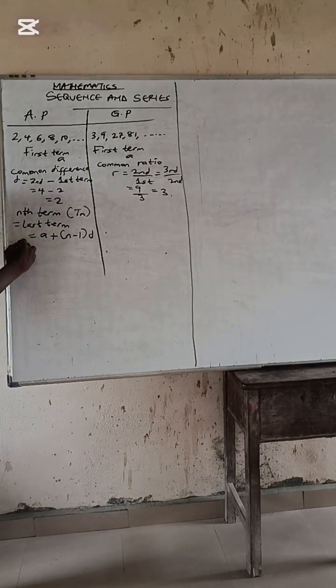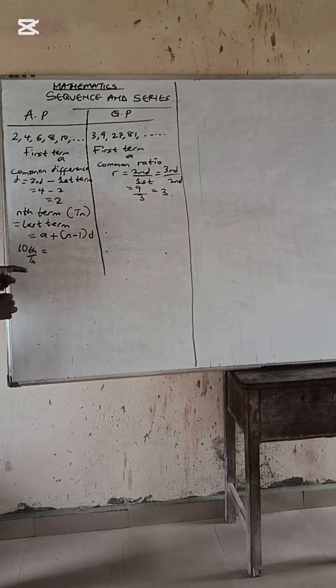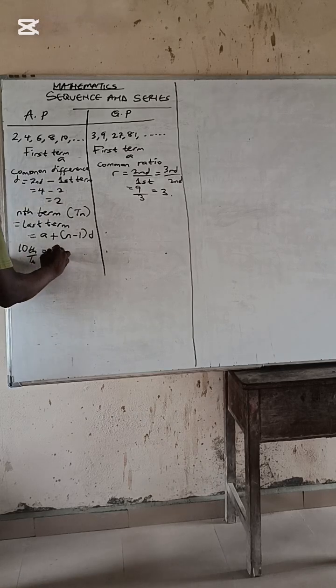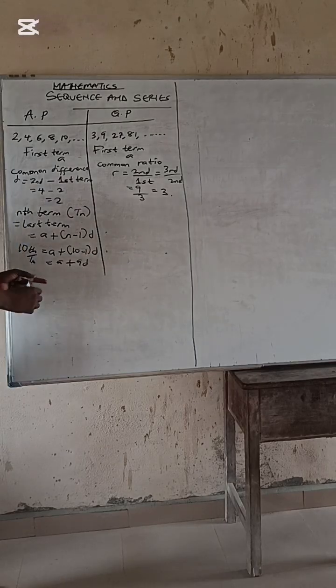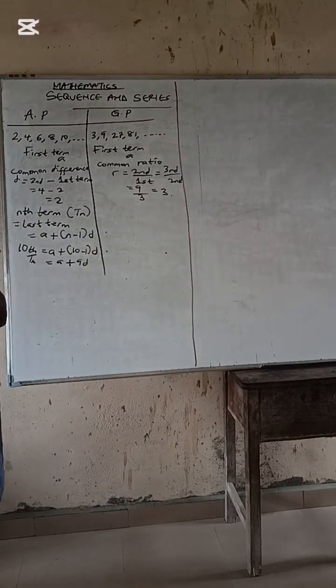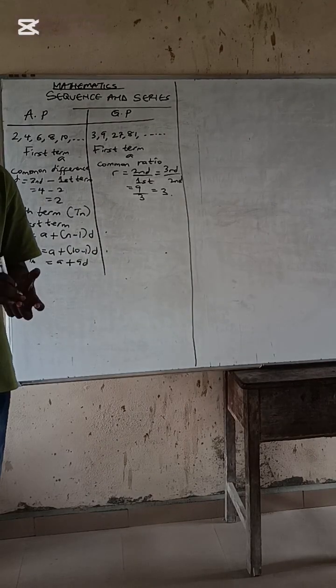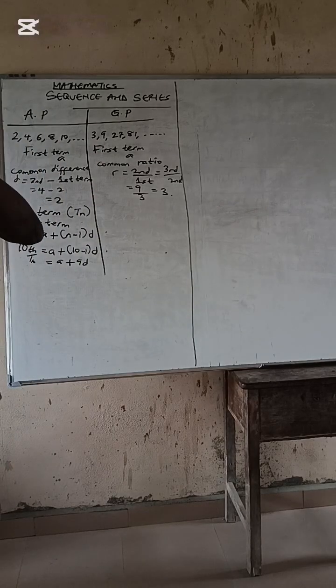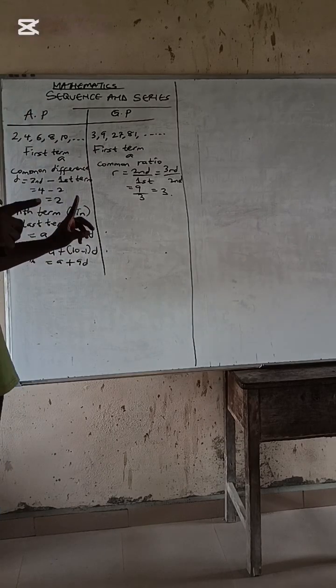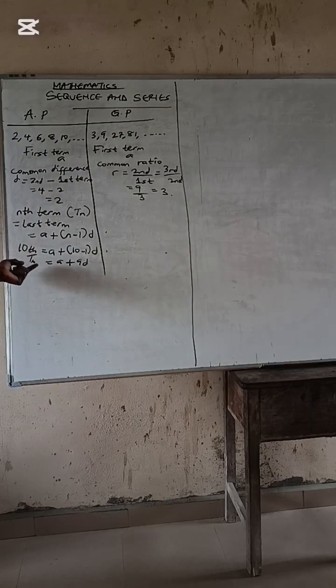Which means if I'm to ask you to look for the 10th term of this AP, that means the 10th term of that AP will be a plus open bracket 10 minus 1 close bracket d, which is a plus 9d. So at the end of the day, you realize that when you are looking for a particular term, the answer is going to be a, plus you subtract 1 from that term and multiply it by the common difference. So the 10th term is a plus 9d.